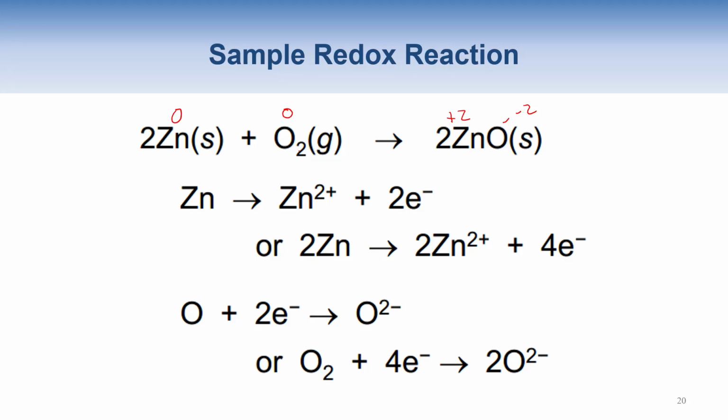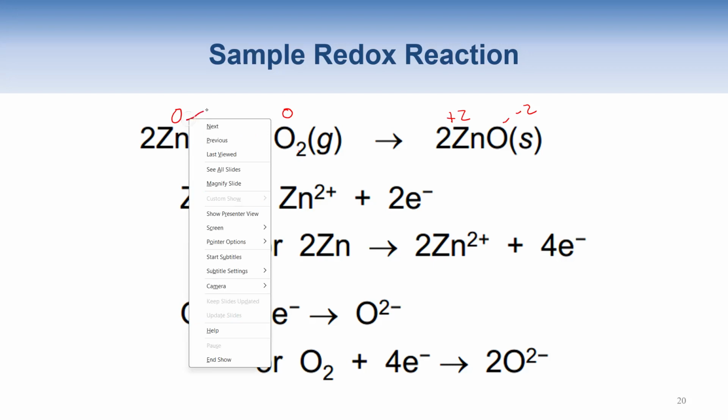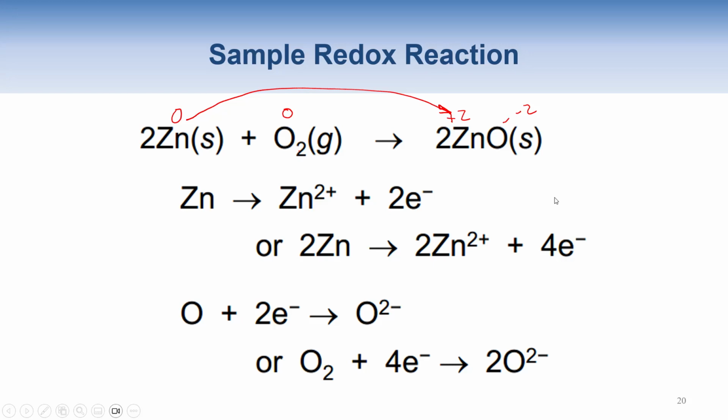Now, zinc is going from 0 up to +2. Zinc is becoming oxidized. It has lost electrons, so it's oxidized, and it's going up in oxidation number. When we go from 0 down to -2, oxygen has been reduced. It went down in oxidation number, so it has been reduced.